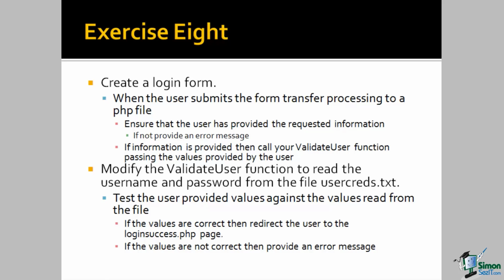You could redirect them to an error page. If the required information is provided, then call your validate user function, passing the values that were provided by the user. Now modify your validate user function so that it reads the username and passwords from the usercreds.txt file. Then test the value that's passed into your validate user function against the values in the usercreds file to verify the user's username and password.